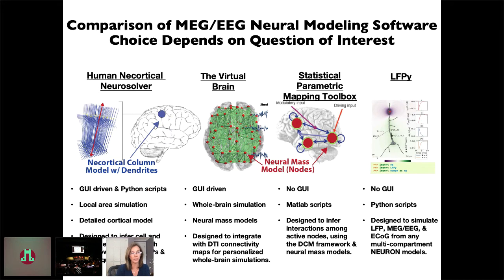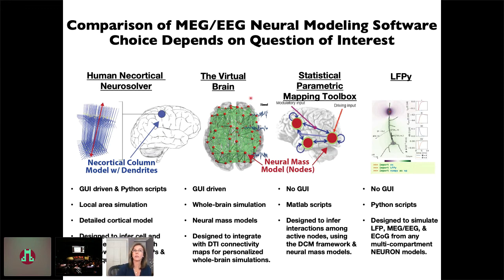It's been specifically designed to infer the cell and circuit level activity with workflows based on studying ERPs and low frequency rhythms in the alpha, beta, and gamma bands. That doesn't mean that this can't be used for other signals, but the tutorials and the design of our graphical user interface are based on our experience studying these signals.